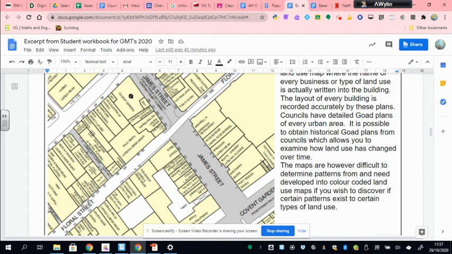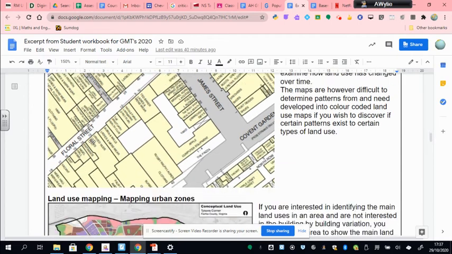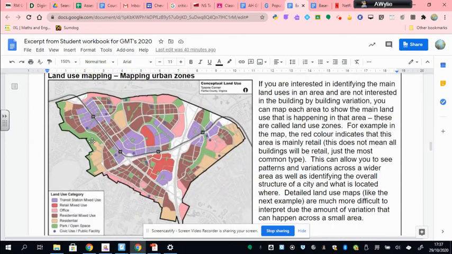It doesn't really help you find out patterns of land use, though. So that's where you need some more elaborate techniques. The second technique would be where you gather the main land use in an area and you put it all in that one color. So we can see in this area here, most of the land uses in this zone are retail.